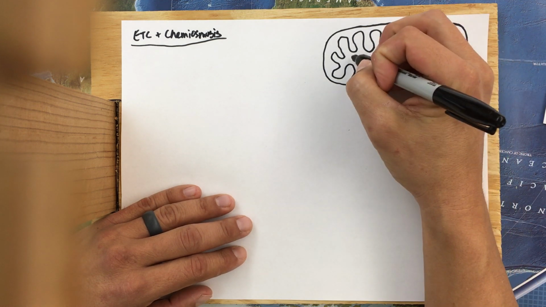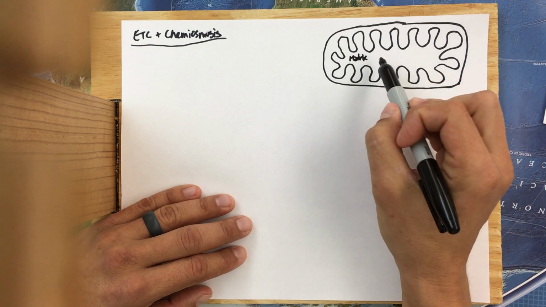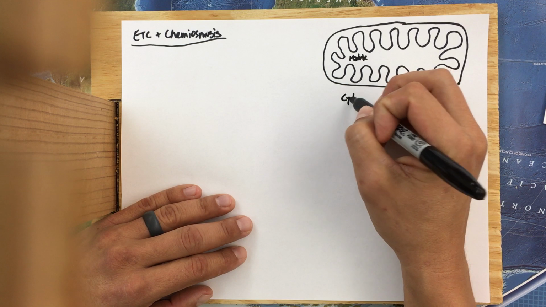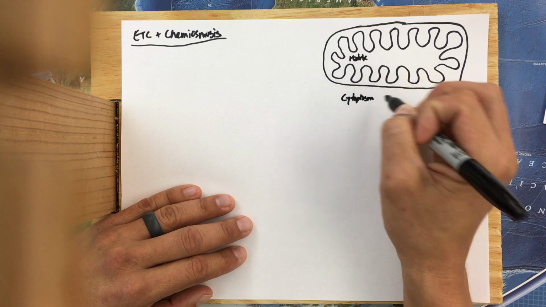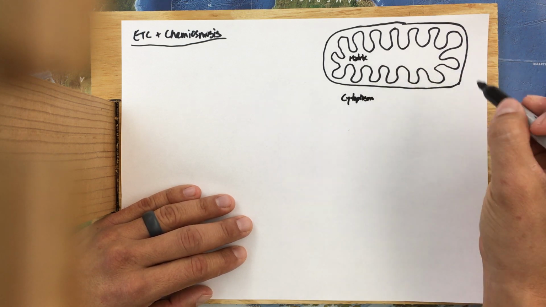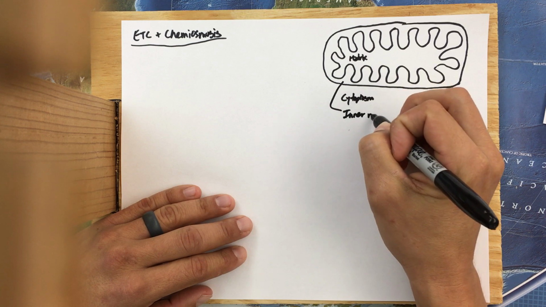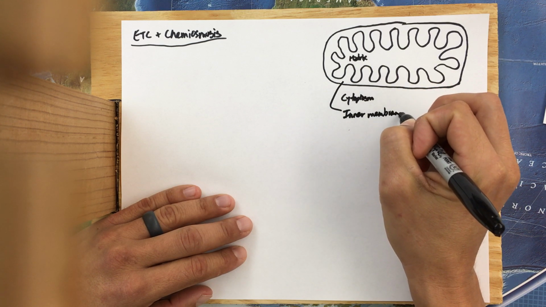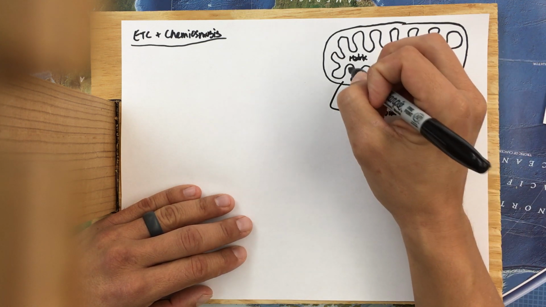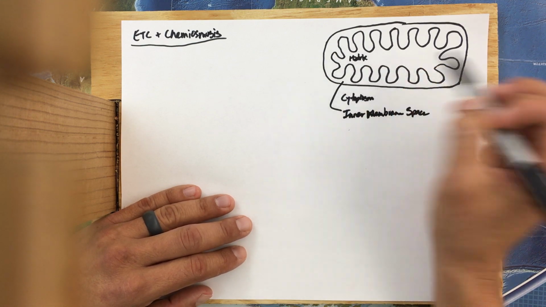So this inner space all the way to the inside, that's the matrix. We've talked about that before. That's where the citric acid cycle is going to happen. There's the cytoplasm out here, and that's where glycolysis is going to occur. And then in between them is this gap, and this gap right here is called the inner membrane space. Okay, so we'll just say the IMS, the inner membrane space, and that's in between these two membranes.